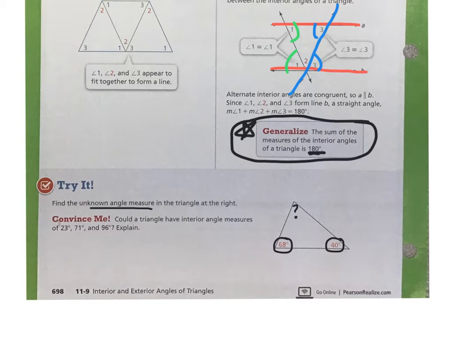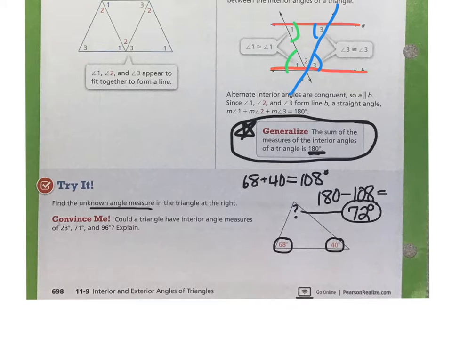Well, we can use the idea that the sum of the measures of those angles is 180. So far, I have a 68 degree angle and a 40 degree angle, and that total is 108 degrees. So if the sum of the measure of the angles inside a triangle is 180, then I can use subtraction in order to find the measure of the missing angle. In this case, it must be 72 degrees.